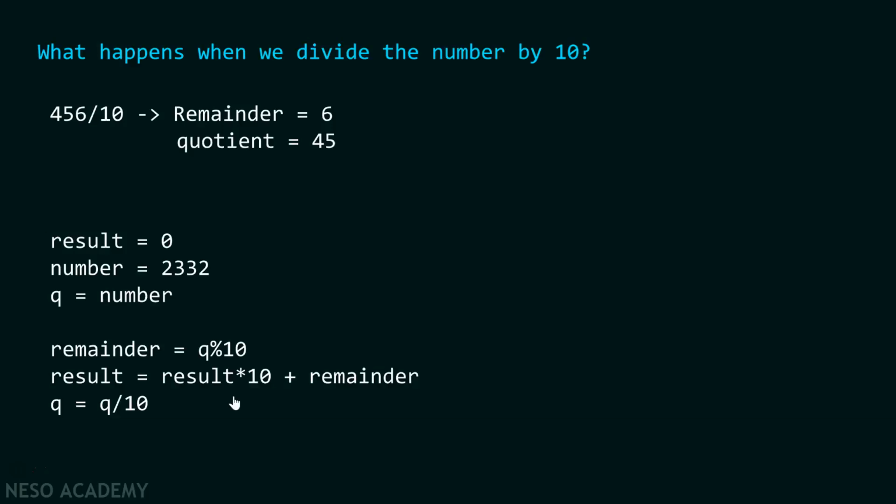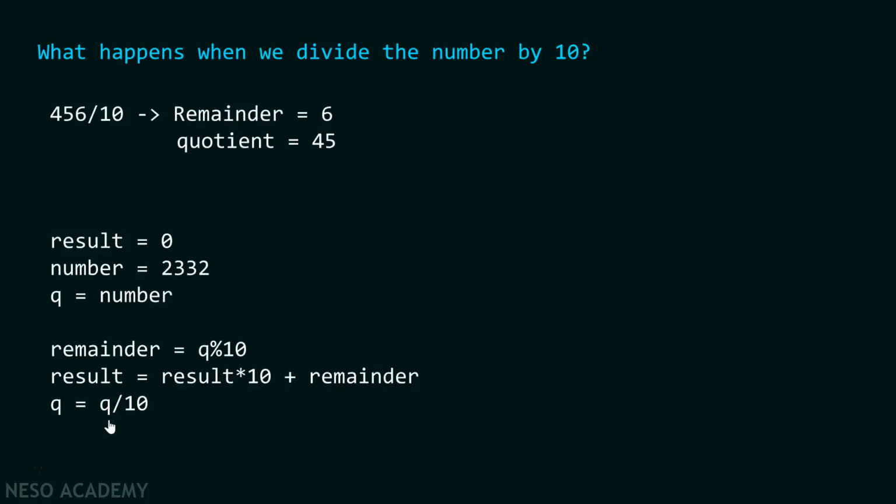After that we multiply result by 10 and add remainder to it. Now as result is 0, therefore 0 will be added with remainder, that is 2, and it will be stored inside this result variable. After that, we simply divide q by 10. Therefore, q will now contain value 233.